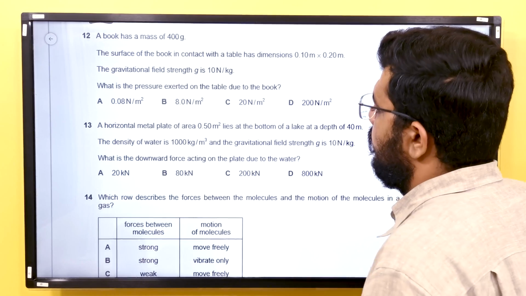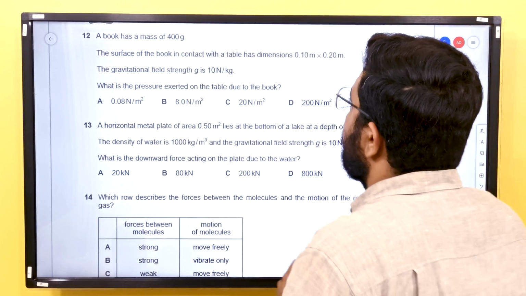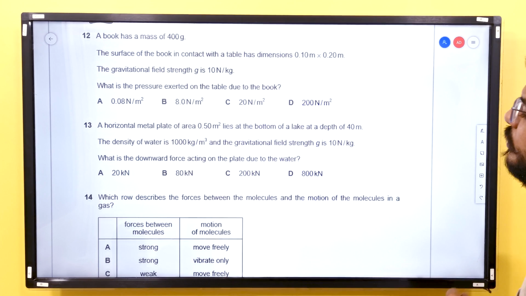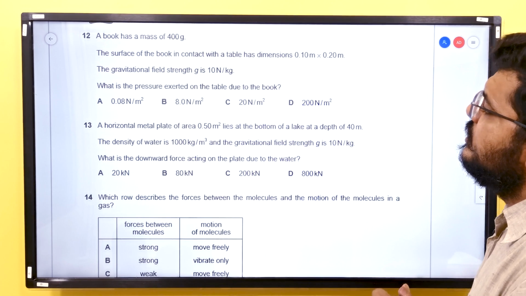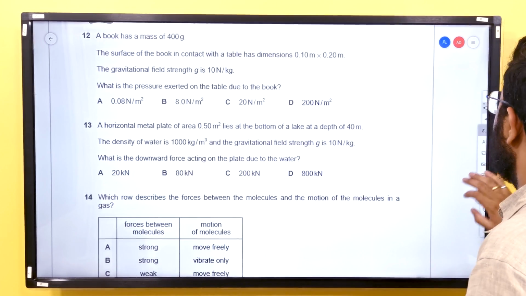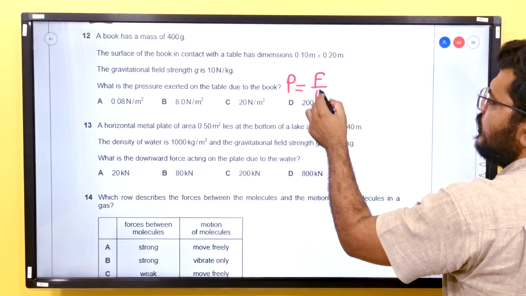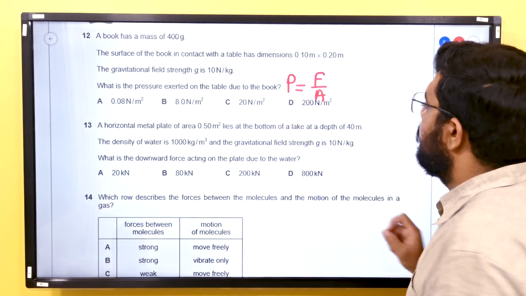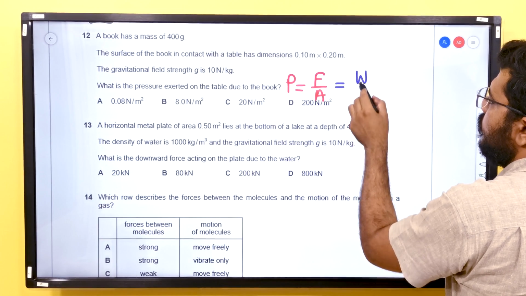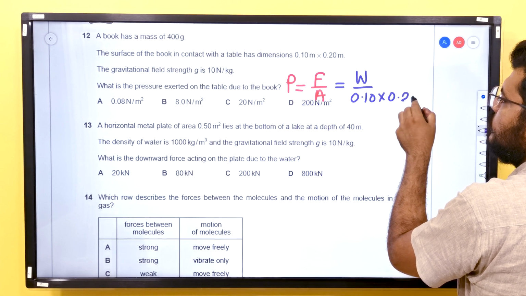Okay, question number 12. A book has a mass of 400 gram. The surface of the book in contact with a table has dimensions 0.1 meter into 0.20 meters. The gravitational field strength G is 10 Newton per kilogram. What is the pressure exerted on the table due to the book? We know that pressure is equal to force upon area. For this book, force will be its own weight. So I will write force is nothing but W upon area. Area is 0.10 into 0.20.